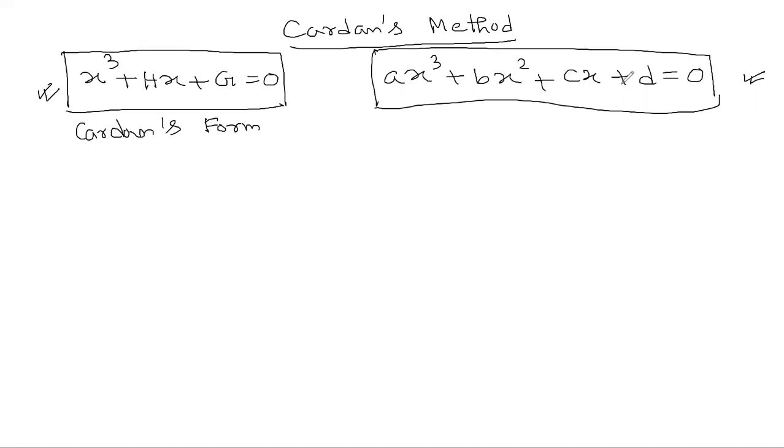But we cannot solve this given equation, right? So first our task is to reduce this equation to Cardan's form. That means to remove the x square term, so that we can apply Cardan's method. Now we'll see how to remove the x squared term present in the cubic equation and apply Cardan's method. For this, let us take this example.